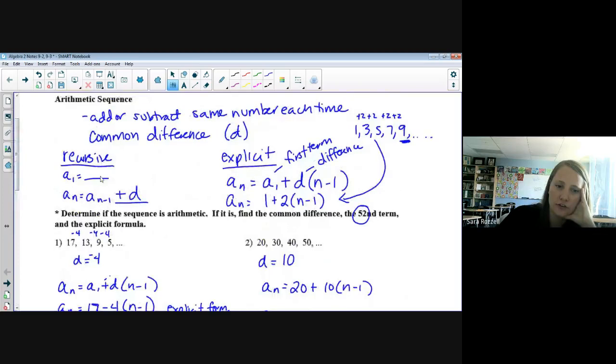Here's our recursive formula. First term, we put our common difference there. Explicit: first term plus the common difference times n minus 1. And we plug in the first term and our common difference.